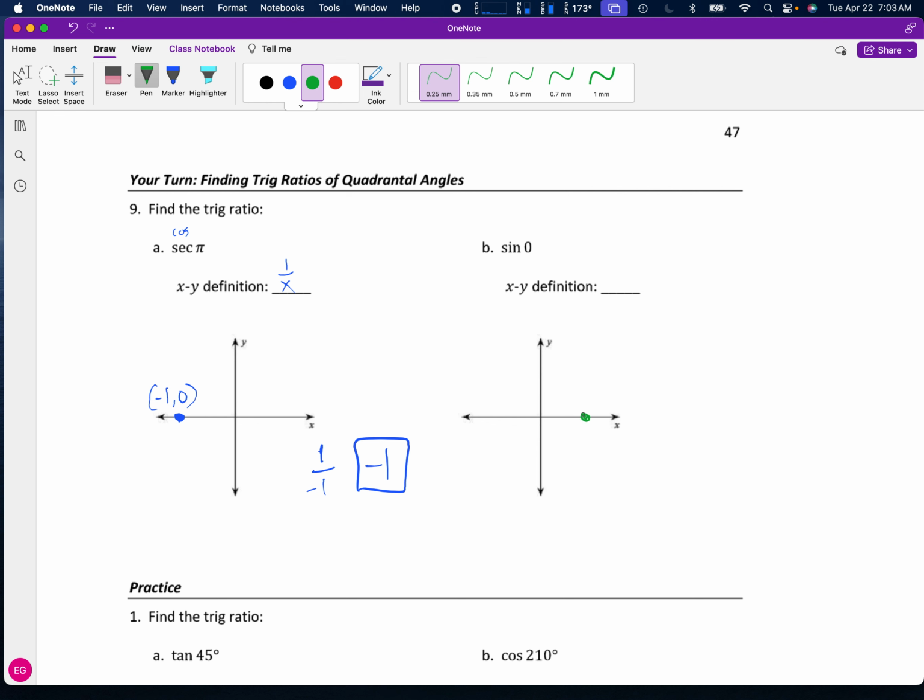For this one, we're at sine of 0. That's going to be right here. So that's going to be over 1 in the x direction and up 0 in the y direction. Sine is the y value. So sine of 0 is going to be 0. And there you have it.